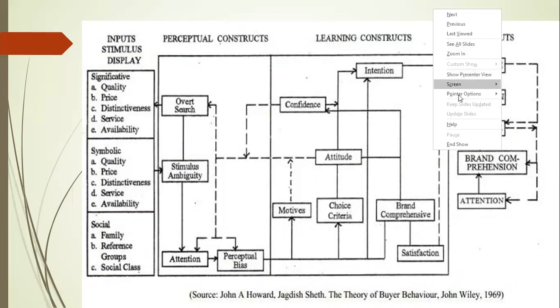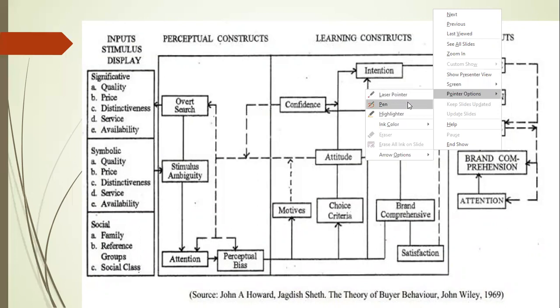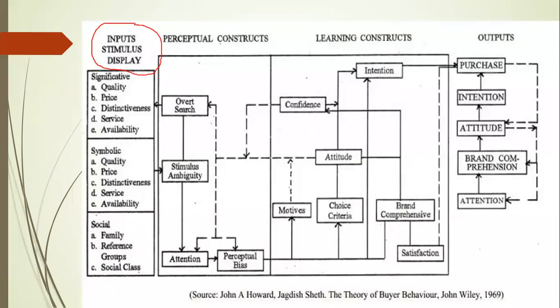We can say the first one is input stimuli display. Here we will find significative, symbolic, and social stimuli. In this particular model, the first input stimulus is significative quality: the quality, the price, the distinctiveness, and service availability. These are the actual elements of brands which the buyer confronts or is looking for.